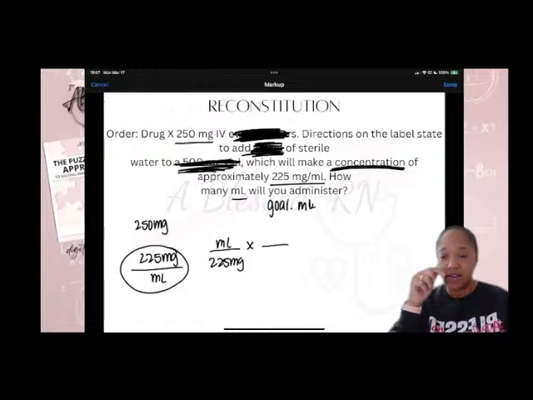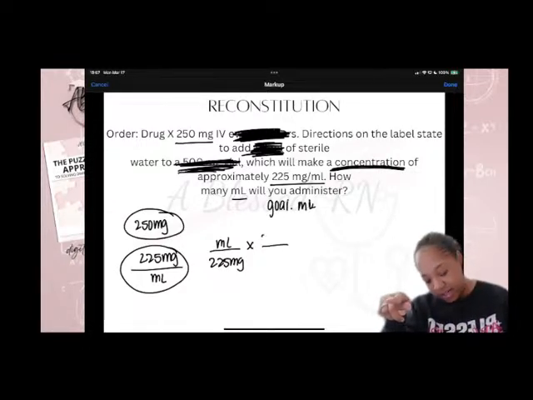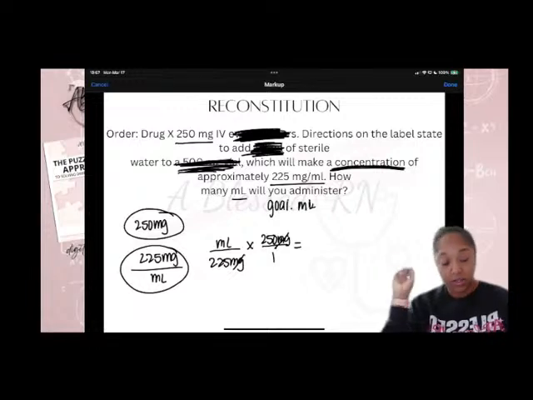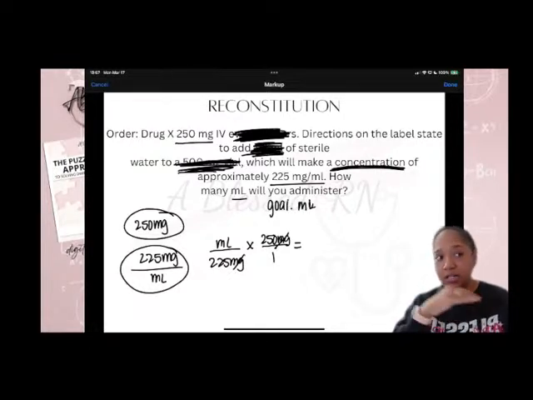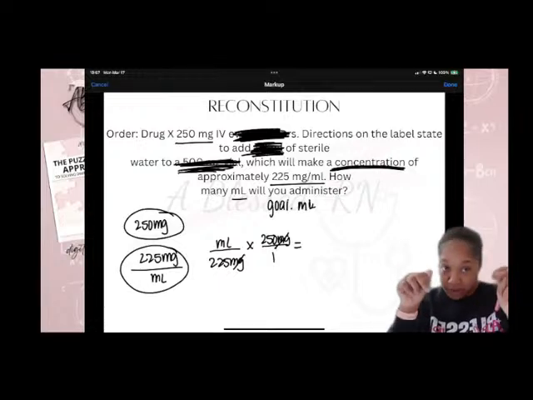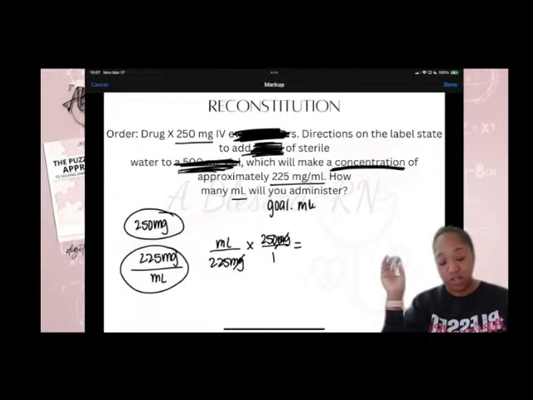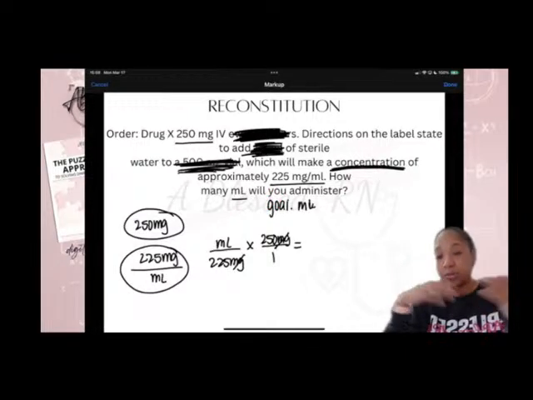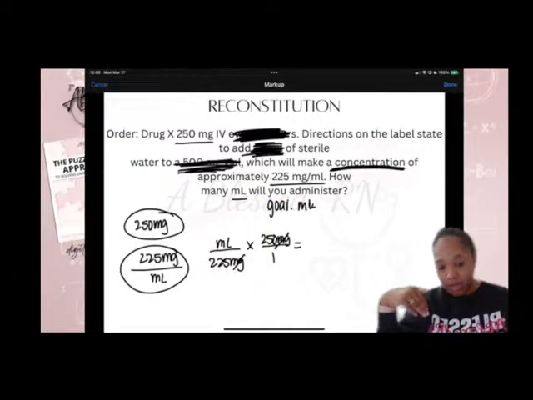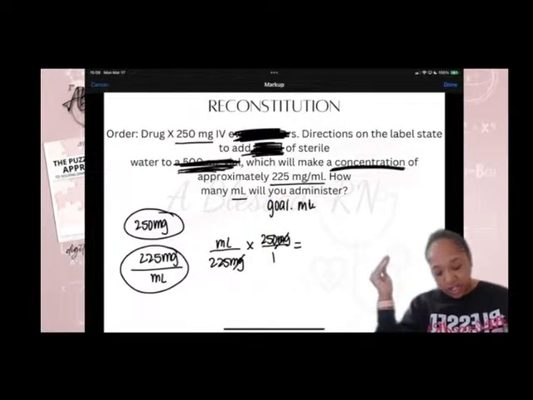Now I've got milligrams at the bottom. I have a puzzle piece with milligrams, so I'll put it at the top. I'll put it over 1 because it's by itself. It's just 250 mg. Anything that's by itself, we're going to put over 1. That 1 is your placeholder to show you that once your puzzle is complete and you do your math part, it'll go on. We'll multiply the top, multiply across the bottom, then divide the top by the bottom. So it's going to be 250 divided by 225.